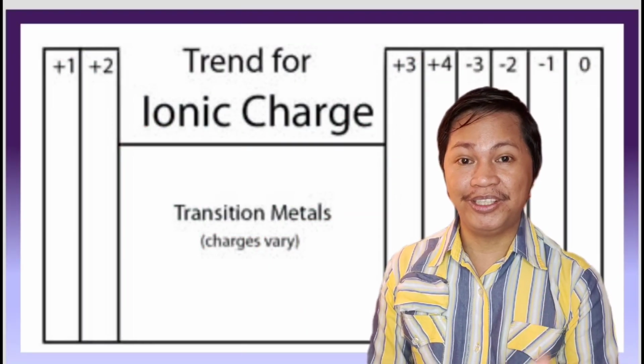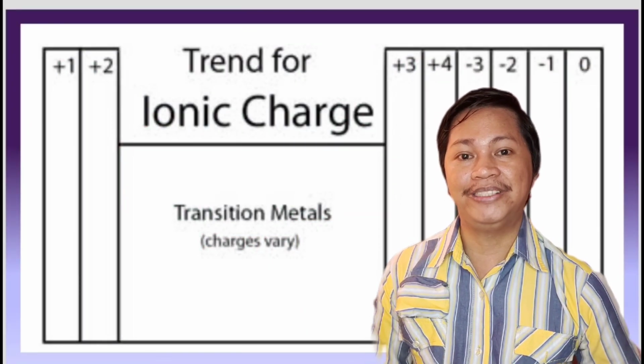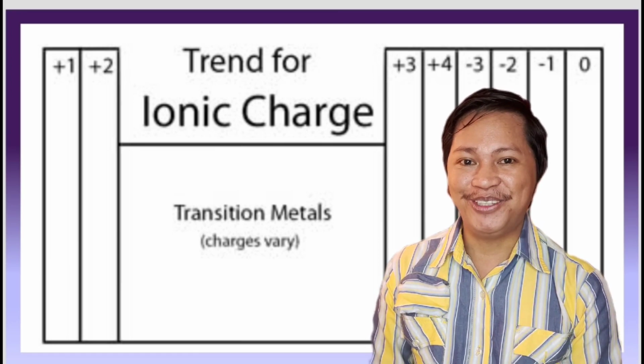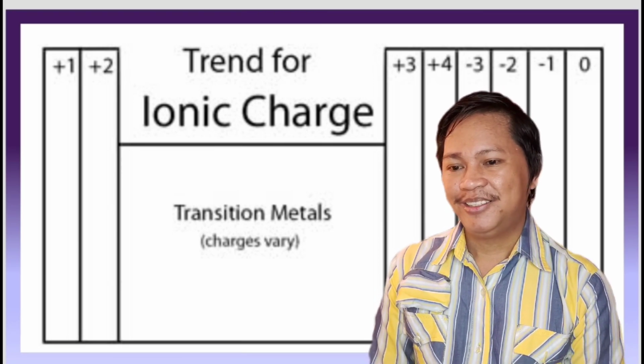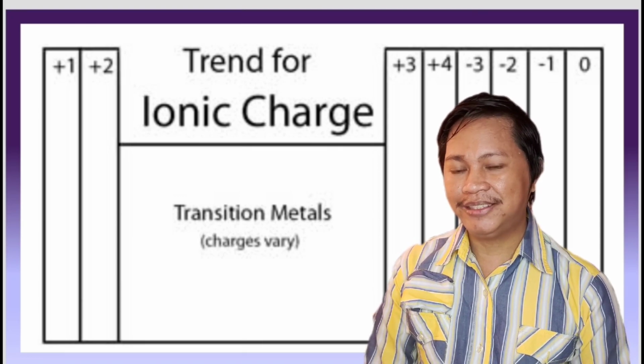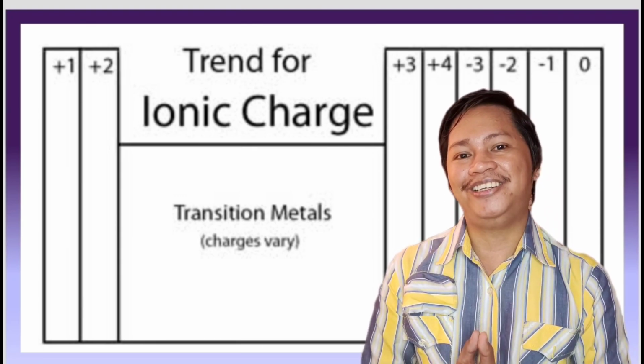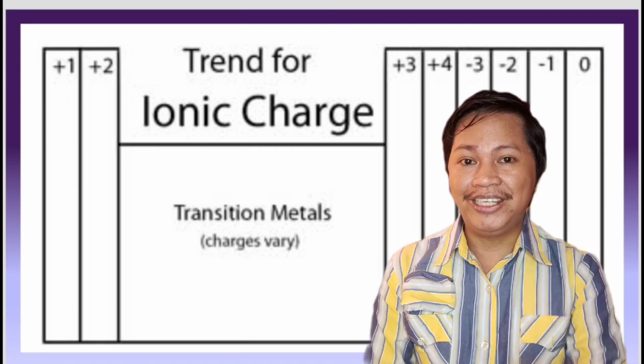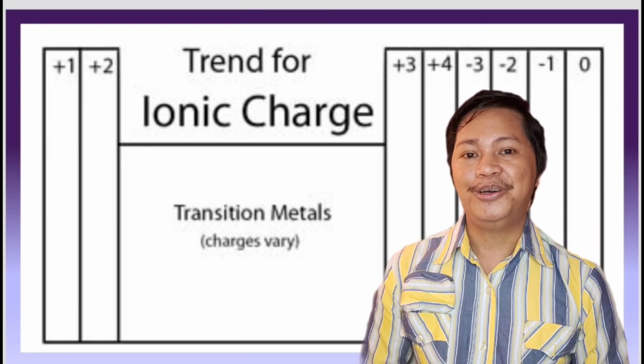Okay, class, if you notice in our introduction, I presented a periodic table. So this is the reason why. So here is a trend for ionic charge. So if you notice, class, the elements are arranged also vertically, or according to group or family.